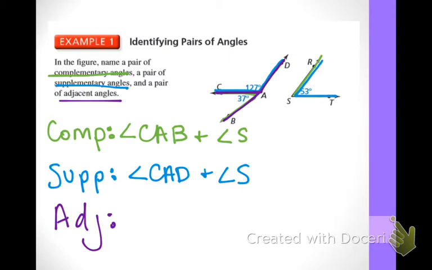We can name the 37-degree angle first. How do we name the 37-degree angle? BAC. And then name the 127-degree angle, DAC or CAD.